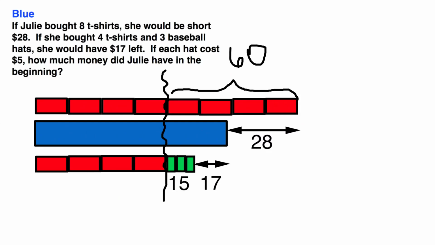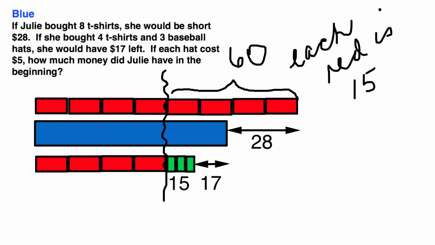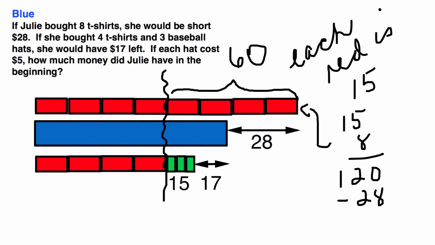So that means that each red box is $15, and that makes the 8 15s $120. And unfortunately, she doesn't have enough to spend $120. She's short 28 of those dollars, so that means that she really has a total of $92 to start this problem.